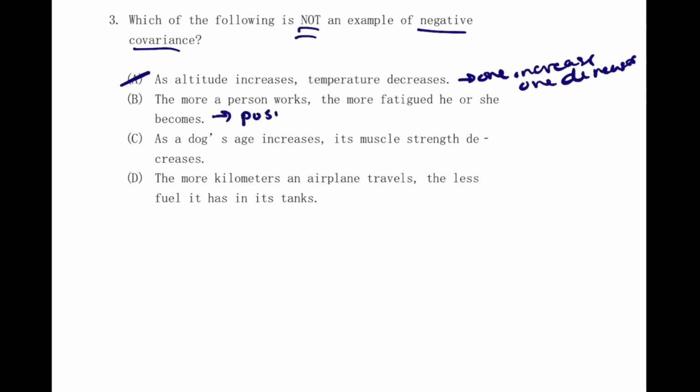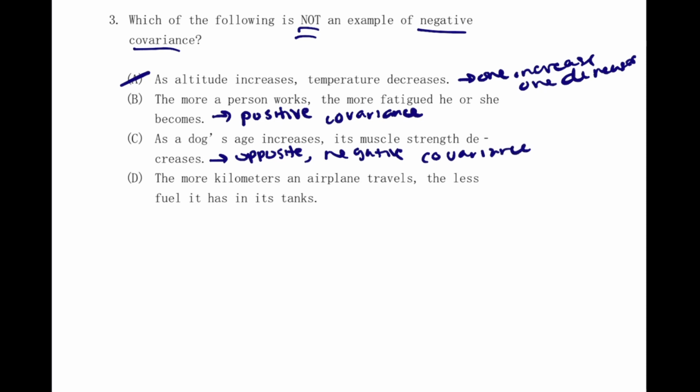The more a person works, the more fatigued they are. So that one is a positive covariance because as work goes up, fatigue goes up. So that one is most likely our answer, but let's just look at the other two. As a dog's age increases, the strength of the muscle decreases. So one goes up, age goes up, strength goes down. That's a negative. The more kilometers an airplane travels, the less fuel it has in the tank. So again, the more it travels, the less fuel in the tank. That's a decrease. So that is a negative covariance. So the answer is going to be B.